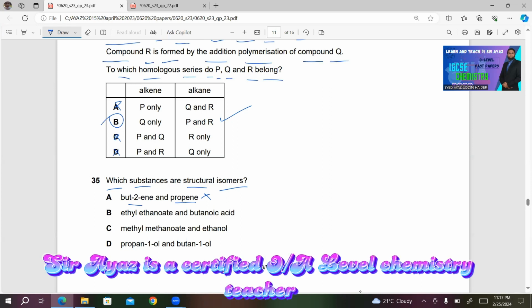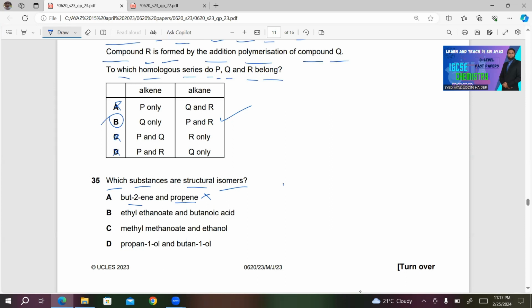B, ethyl ethanoate and butanoic acid. Ethyl ethanoate is this. This is ethyl ethanoate. Ethyl, C2H5, and ethanoate. So it must be CO2, CH3, CO2. In the molecular formula for this one, how many carbons do we have? 4 carbons, C4H, 5, 6, 7, 8, H8, O2.